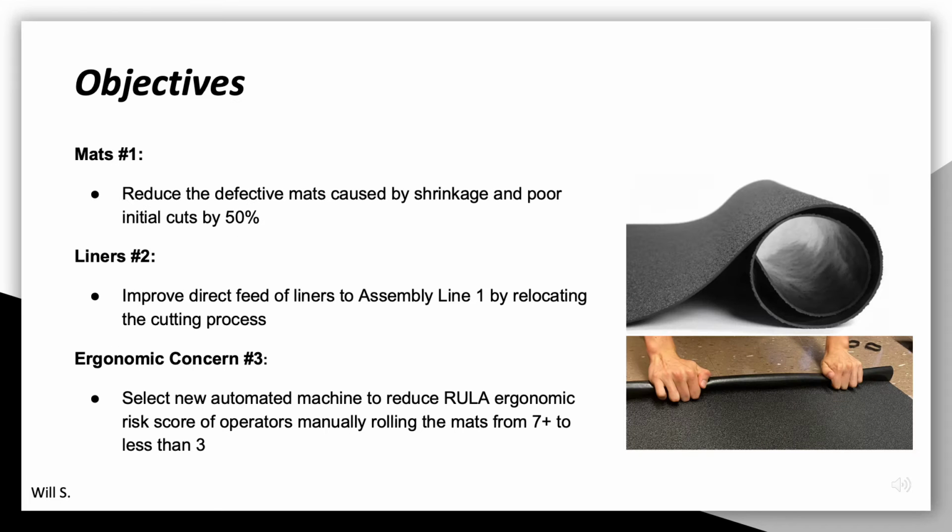ergonomic issues. The objective for the first problem is to reduce the defective mats caused by shrinkage and poor initial cuts by 50%. We also plan to improve the direct feed of liners to assembly line 1 by relocating the cutting process, and we plan to select a new automated machine to reduce the RULA ergonomic risk.